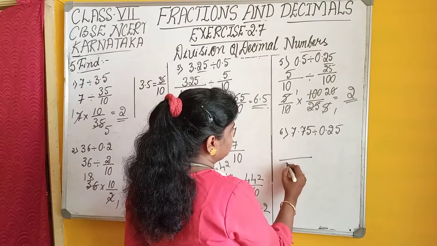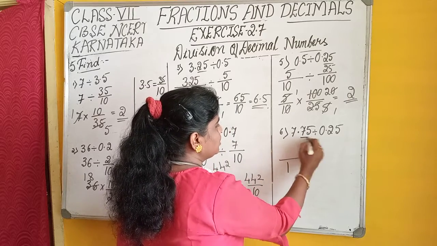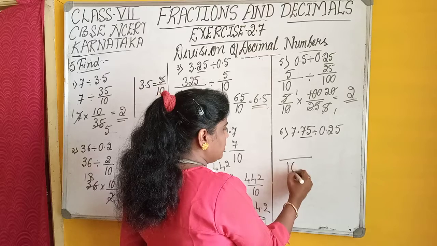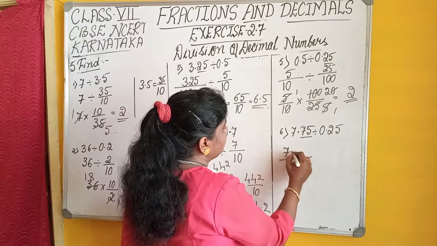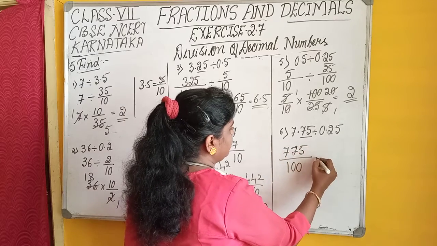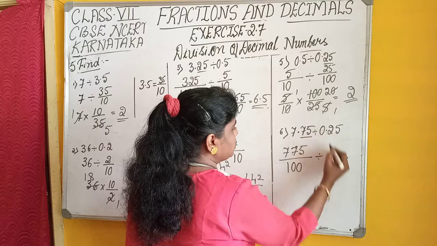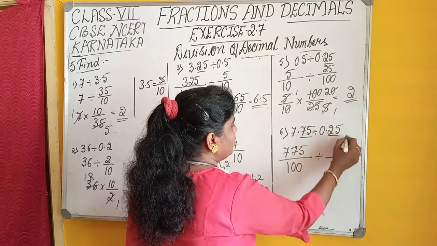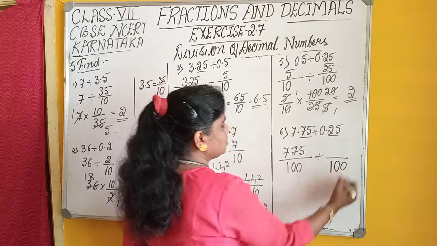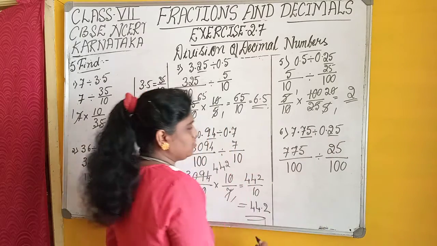That is equal to, here for the decimal point put 1, how many digits are there? After the decimal point, 2 zeros, that is 7.75. 775 by 100 divided by 0.25 is nothing but, for the decimal point write 1. How many digits are there? 2 digits, write 2 zeros. And 25 is written as it is.